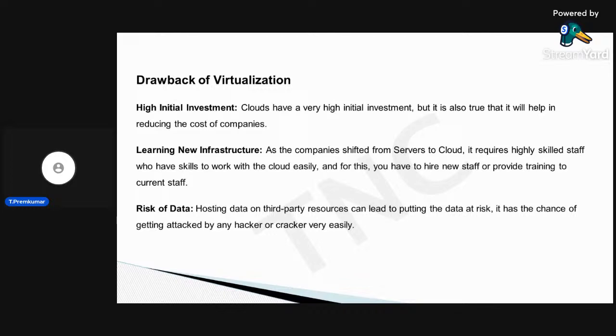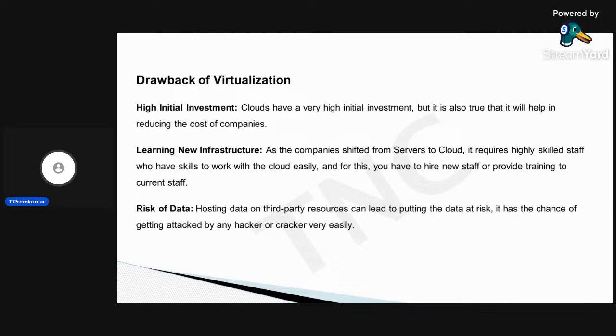When you come to the next one, the drawbacks of virtualization. The high initial investment: the cloud has a very high initial investment, but it's also true that it will help in reducing the cost of the companies. Learning new infrastructures: as a company shifts from physical servers to cloud, it requires highly skilled staff who have the skills to work with the cloud easily. And for this, you have to hire new staff or provide training to the current staff.